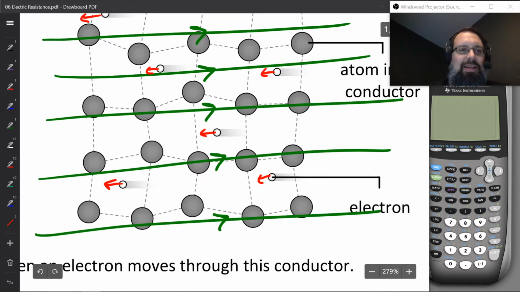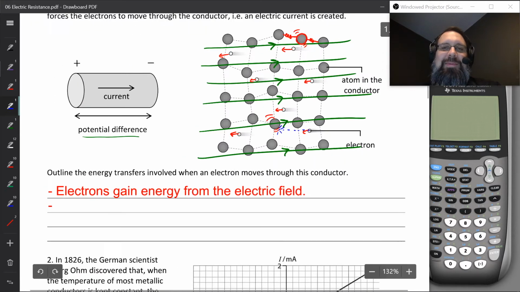So just track an electron. What's eventually going to happen to this guy if it keeps going, remembering that these atoms are oscillating? What's eventually going to happen to this electron right here? It's going to keep moving, and then it's going to collide with an atom.